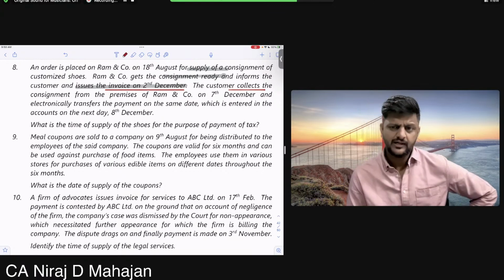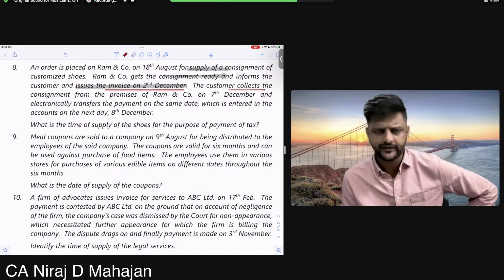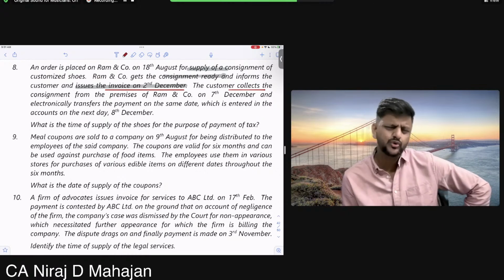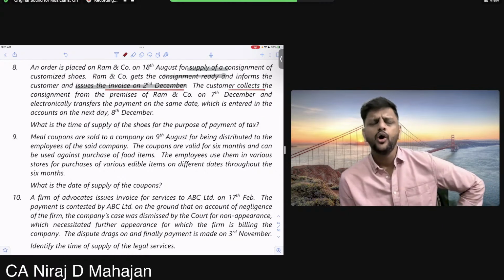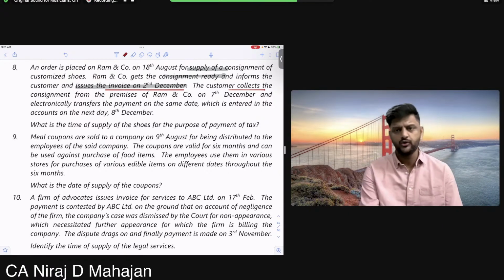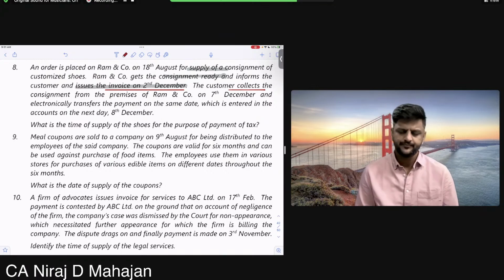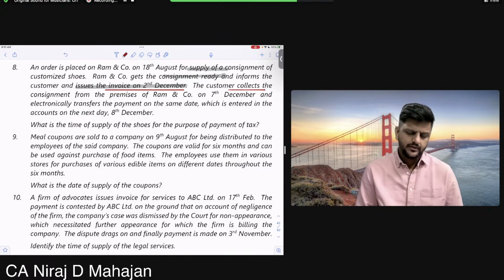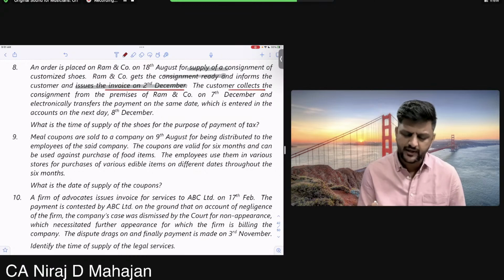So again, as per section 31, if the goods are not moving, by when do you have to make the invoice? On or before making the goods available to the recipient. Making available. He issues the invoice on 2nd December. He keeps the consignment ready.